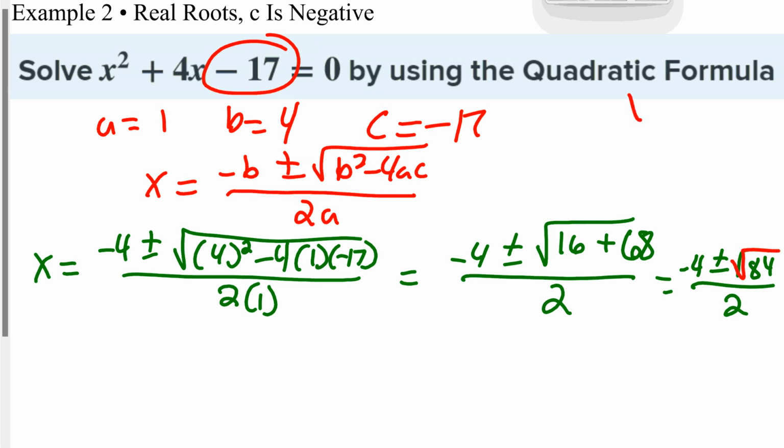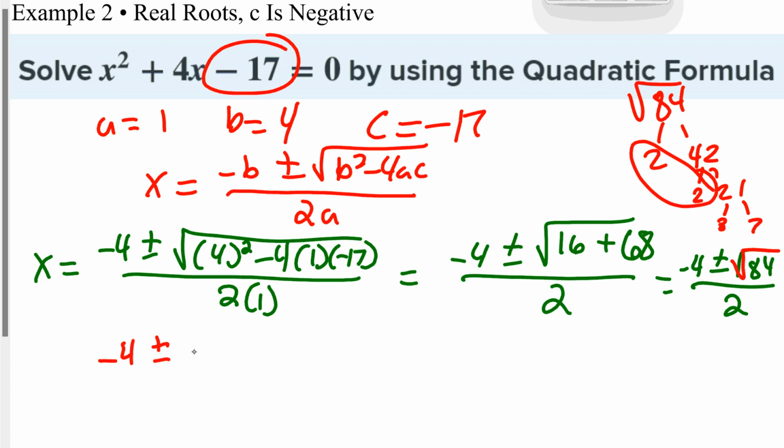So I'm going to take square root of 84, and I'm going to break it down, look for pairs, right? It's even, so 2, of course, goes into it. Okay, that's even, so 2 goes into it, and then 3 and 7, right? So here's a pair of 2, so I factor out a 2. So we got negative 4 plus or minus 2 square root. 3 and 7 don't have pairs, so multiply them back together. We get 21 all over 2.